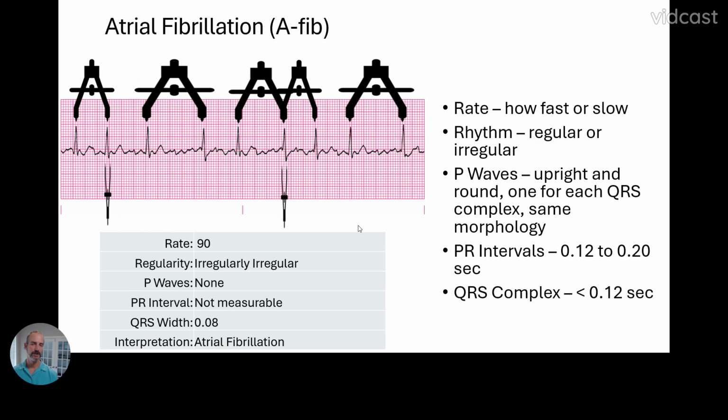And when you have atrial fibrillation that's real fast, a lot of times you see those T waves, and it's hard to tell the difference between atrial fibrillation with what we call RVR, or rapid ventricular response, from SVT. That's why it's really important to measure out that regularity across. So in this case, we have atrial fibrillation.